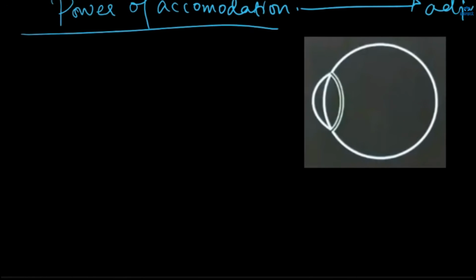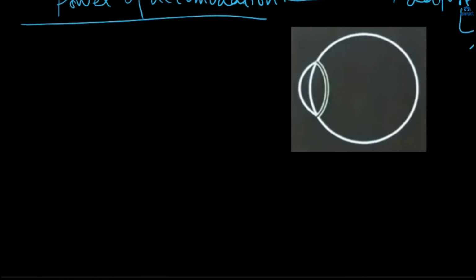We want to see every object clearly. You expect from your eyes that they should make you see every object clearly. Do you expect this from your eye or not? You want to see everything clearly with your eyes, whether you look near or far, everything should be clear, or not?